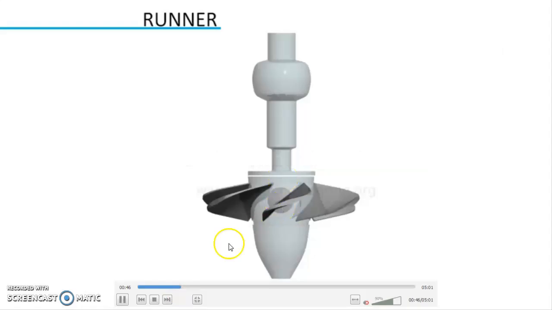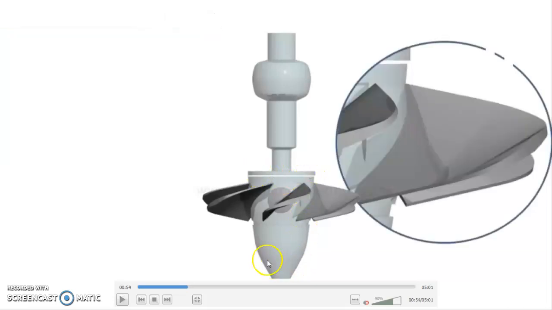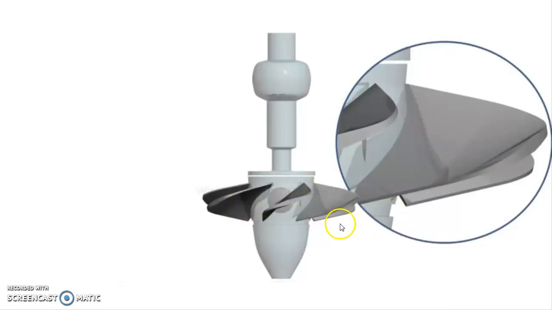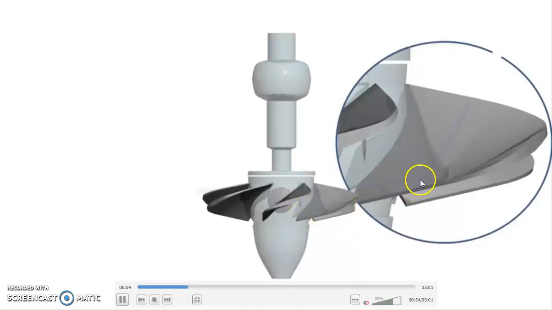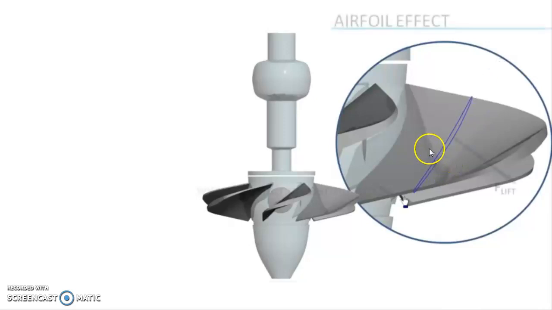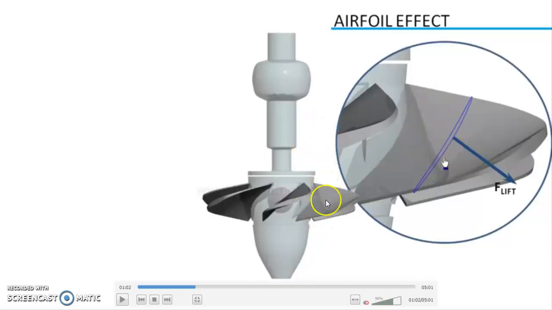This is the shaft. Now we'll see the shaft in detail. The lower end of the shaft is larger in area and it is known as the hub. Over the hub, a number of runner blades are attached. The number of runner blades in case of the Kaplan turbine is 4 to 6. Now the shape of these runner blades is different from that of the runner blades used in the Francis turbine.